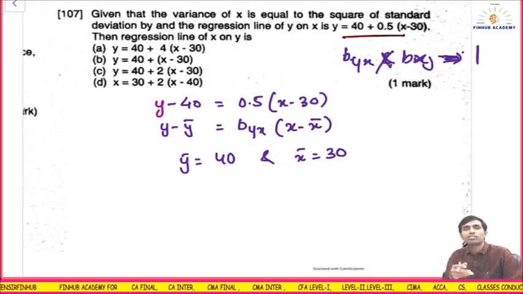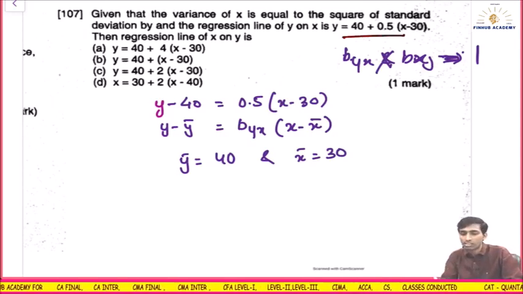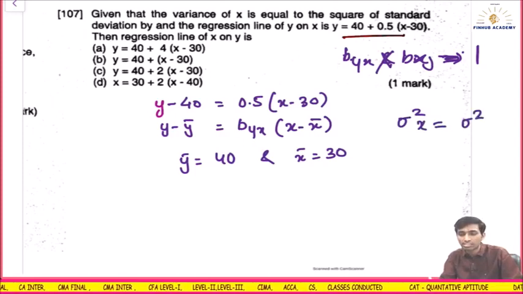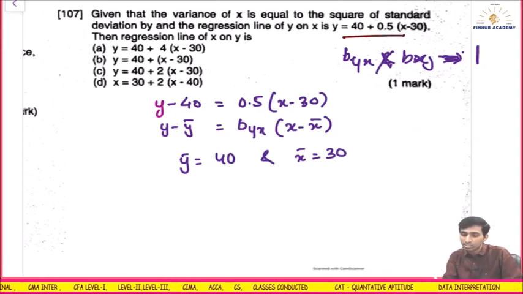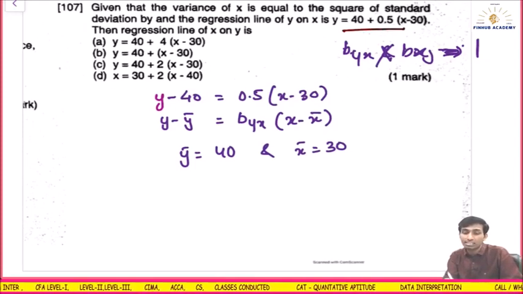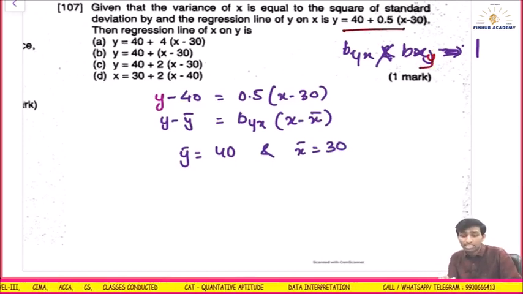Anyway, that first sentence does not make any difference, because variance of x is nothing but the square of the standard deviation of x. So that doesn't make any difference. That is meaningless. I think the question wants to say that b y on x and b x on y are reciprocals. By this I came to know y bar and x bar.